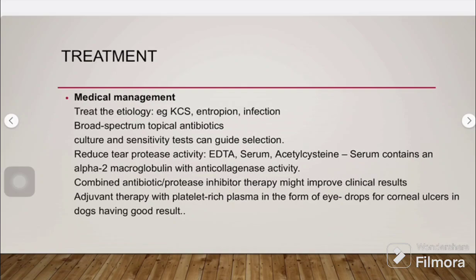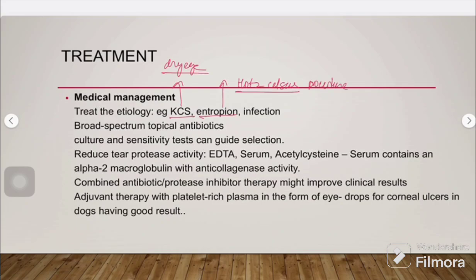So what treatment can we suggest? Medically we can suggest to treat the etiology, such as dry eye or KCS should be addressed. Entropion, which is nothing but the inward deviation of the eyelid, should be corrected by a surgical method known as the Hotz-Celsus procedure.